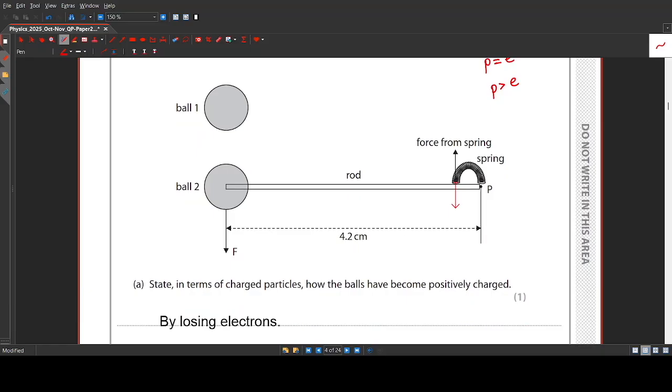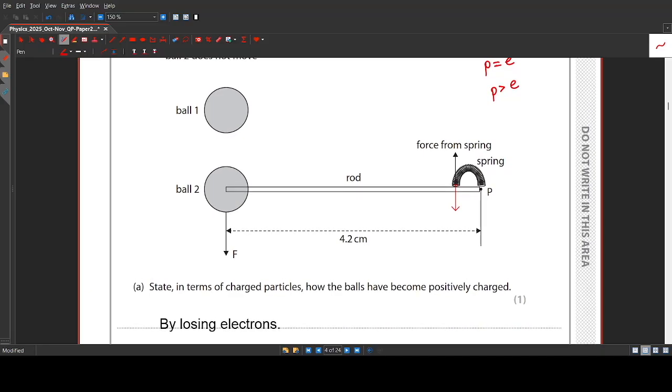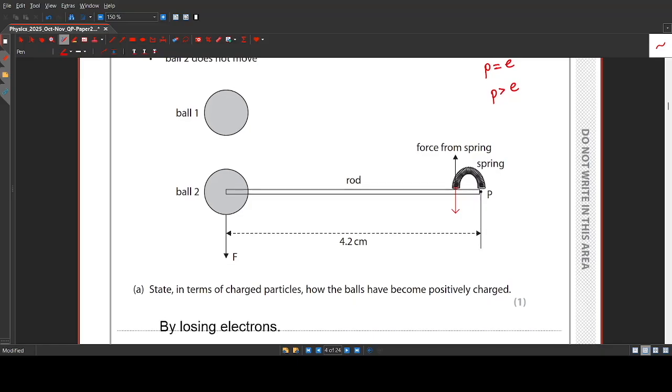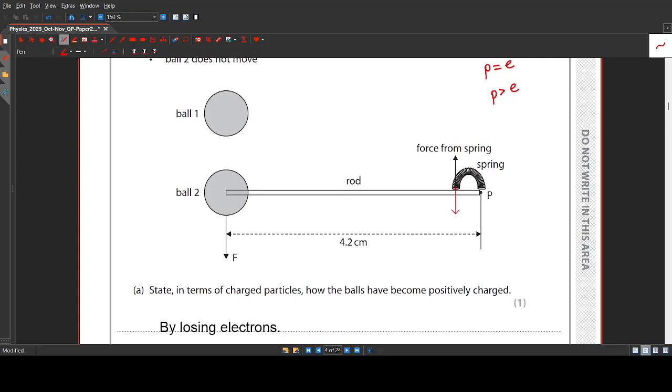We normally do so by using an insulator, and we rub that insulator against the ball. That's when the ball loses electrons. For example, we use a woollen cloth to rub against the ball, and when we do so, the ball loses electrons and it becomes positively charged.